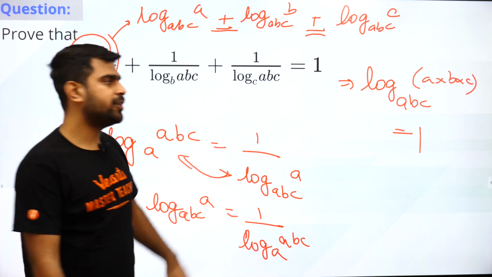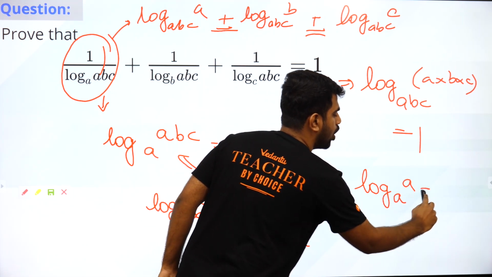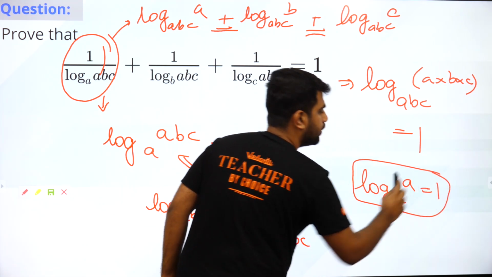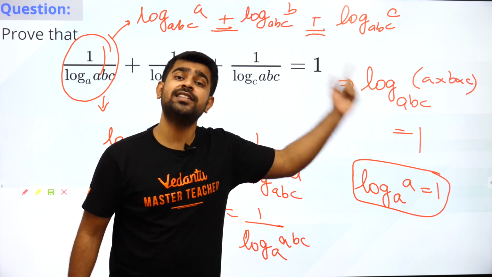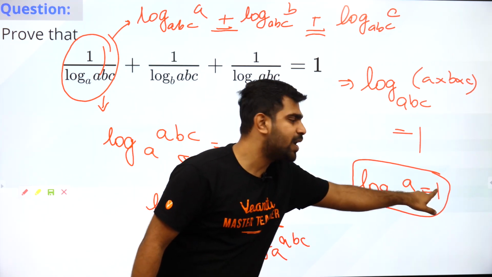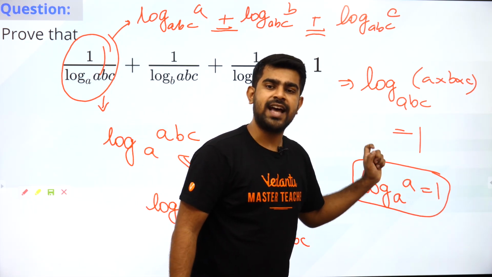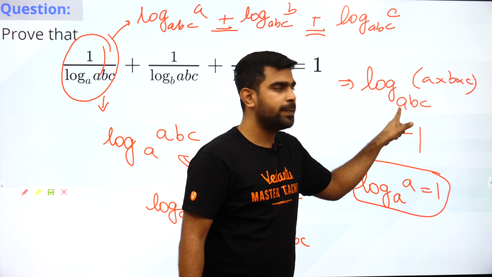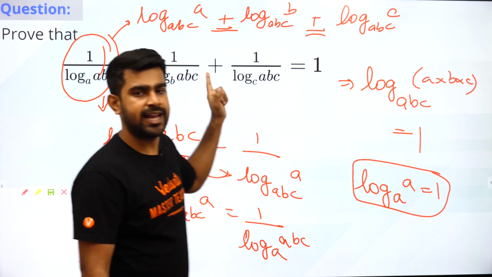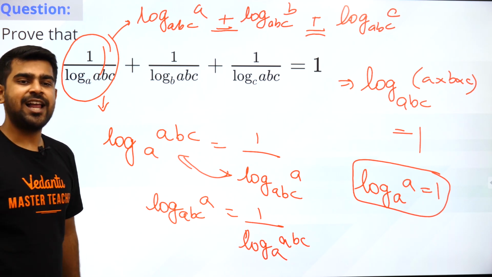Why is it 1? Because we know that log of something to the same base is always 1. Because convert it to exponential form and see. Here that visualization helps. A to the power 1 is always A. Therefore, log of ABC to the base ABC will be 1. And I have proved my answer. Okay? All of you got it? So shall we get going, guys?